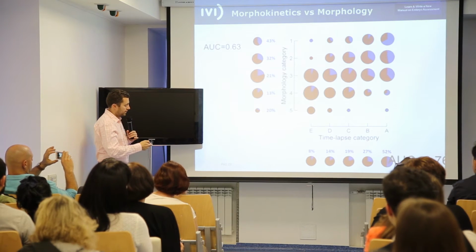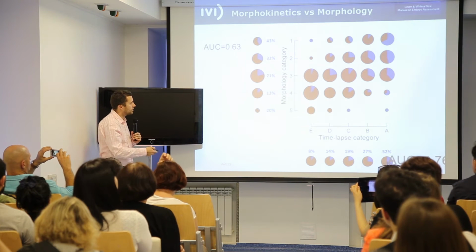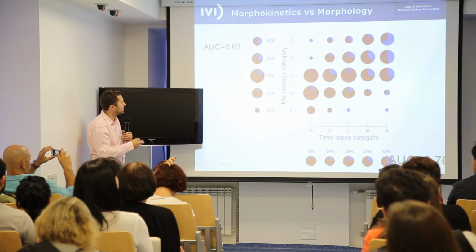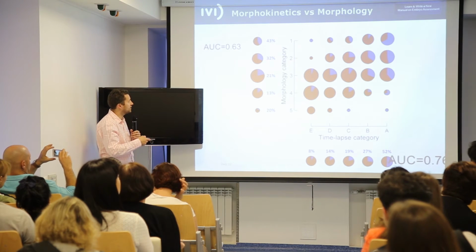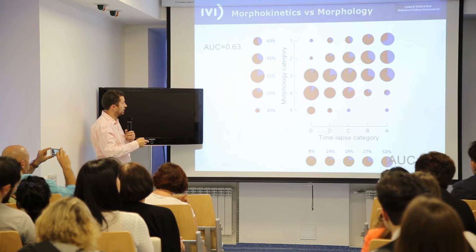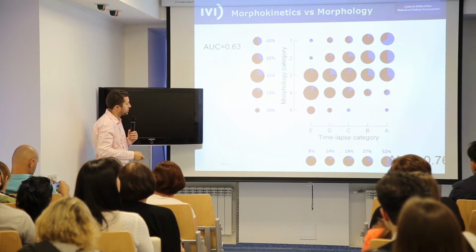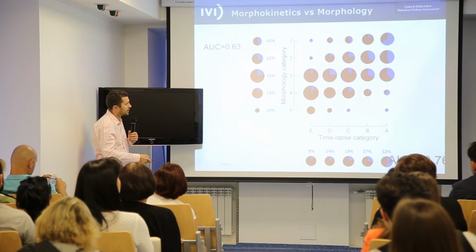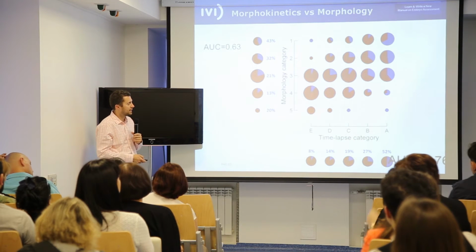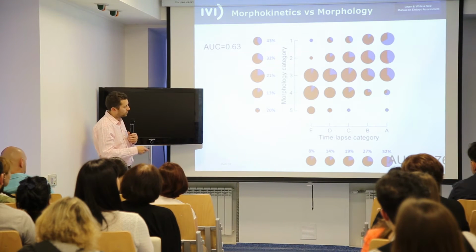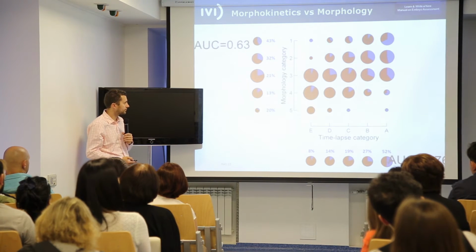In this initial work, you have the morphology categorization. These are the 5 categories of day 3 by ASEBIR, and these are our time-lapse categories. One of the things that you will see here is that the size of the circles depends on the number of embryos that reach each category. So most of the embryos are in the intermediate categories, few are in the best and few are in the worst. Meanwhile, the categorization by time-lapse is quite equal between them, okay? Then the capacity to predict implantation is slightly better than with morphology. That was our initial publication, but we will go further than that, okay?